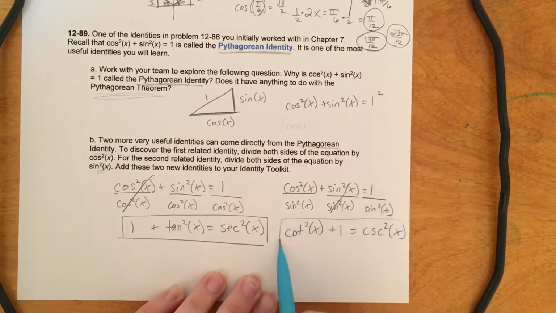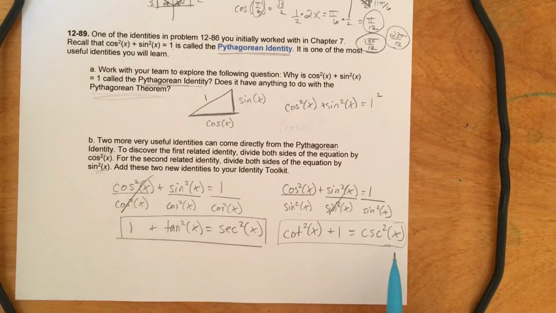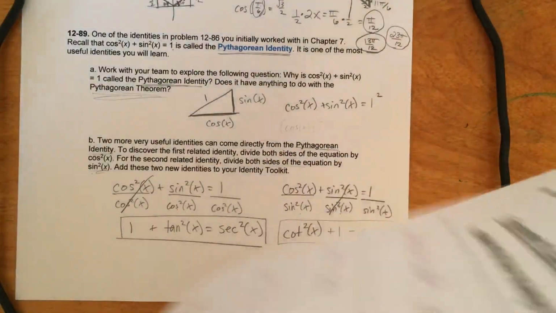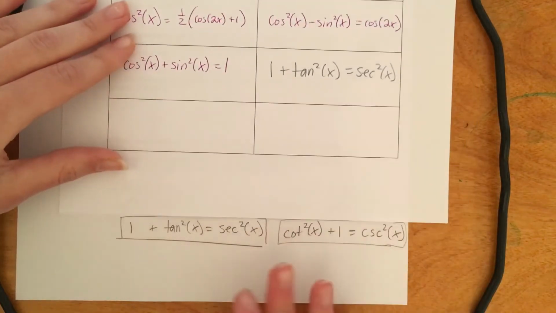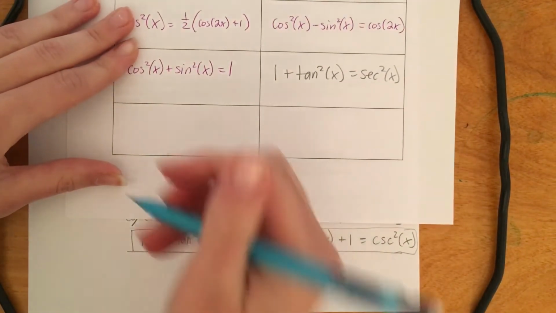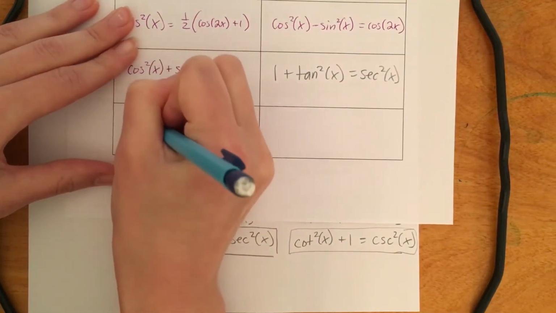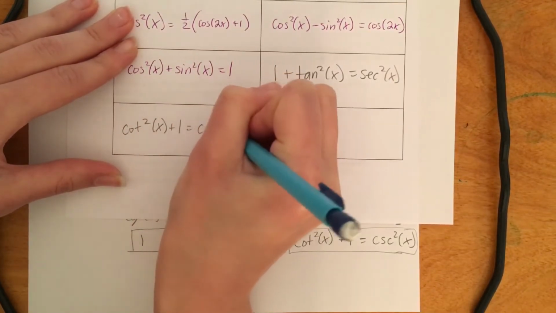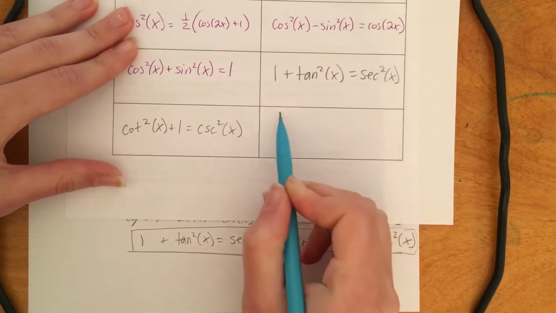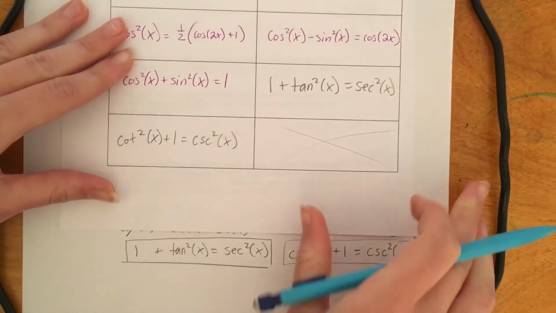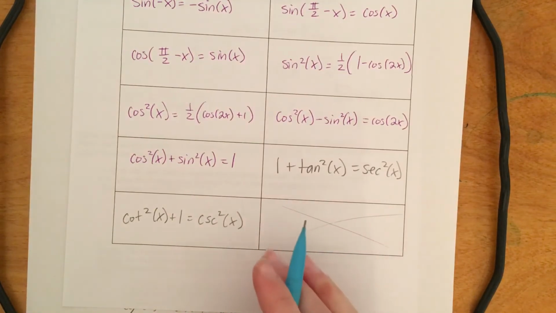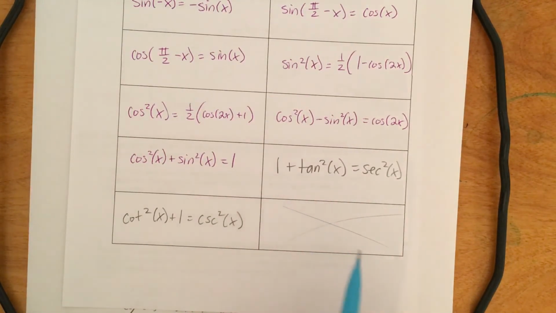So here's a second identity, I guess a third identity total using that Pythagorean identity. So I'm going to write that one down, and that's actually going to be it. There's an extra space on here. So cotangent squared of x plus 1 equals cosecant squared of x. All right, so make sure you write those down because you're going to need to use this trig identity toolkit because I'm not going to expect you to memorize all these things.